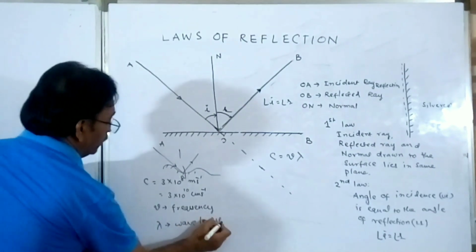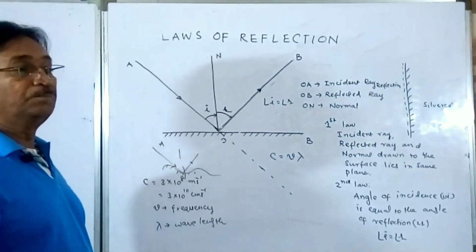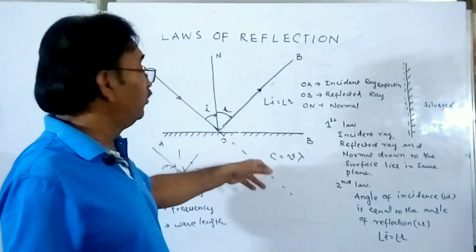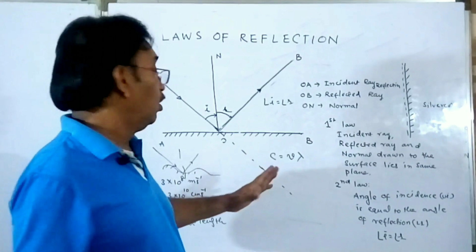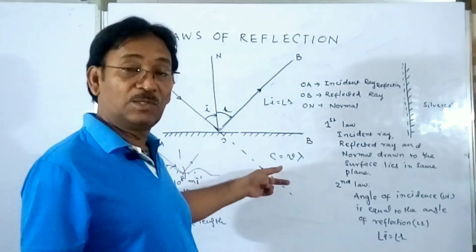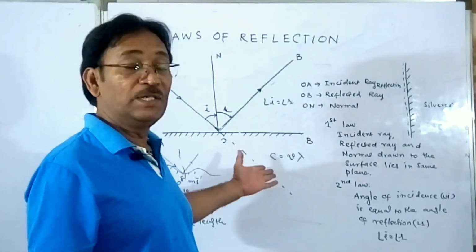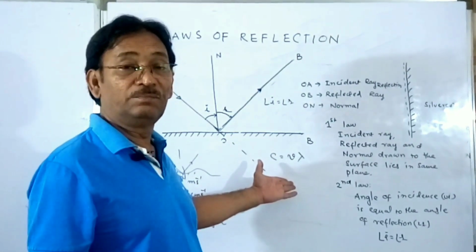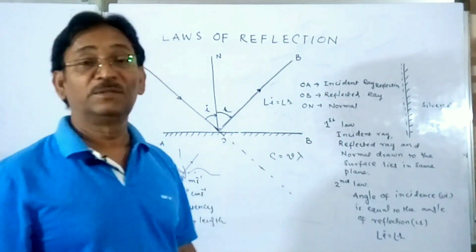Why am I quoting all these things? It has a meaning. While the phenomenon of reflection is taking place, all the physical quantities remain constant. The speed remains c only. There is no change in speed, and the frequency of the light ray remains constant, and also the wavelength.